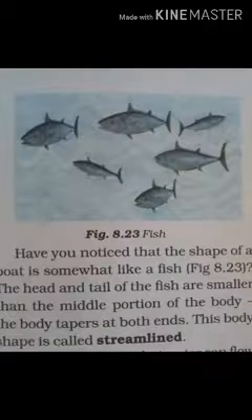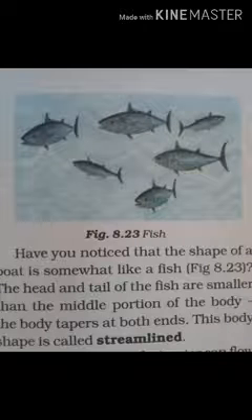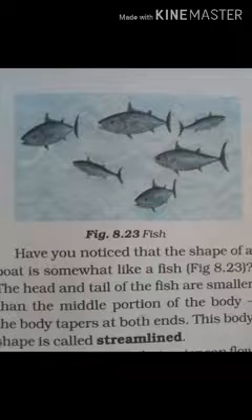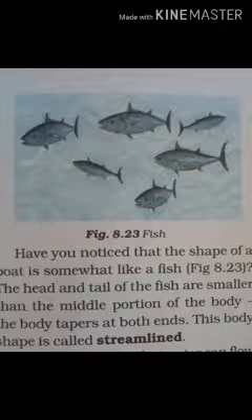Next are fishes. They have a streamlined body which is narrow at both the ends, and the middle portion of the body is broader. This is called the streamline shape. This shape is such that water flows around it easily, and they can easily cut through the water while swimming.